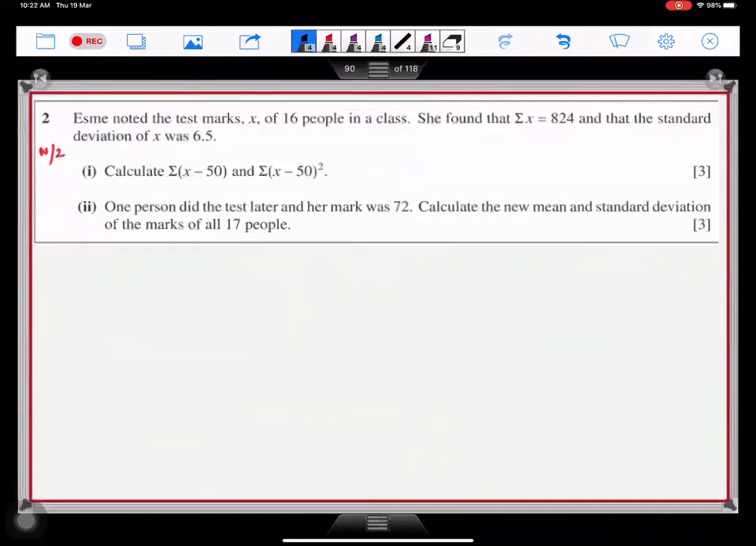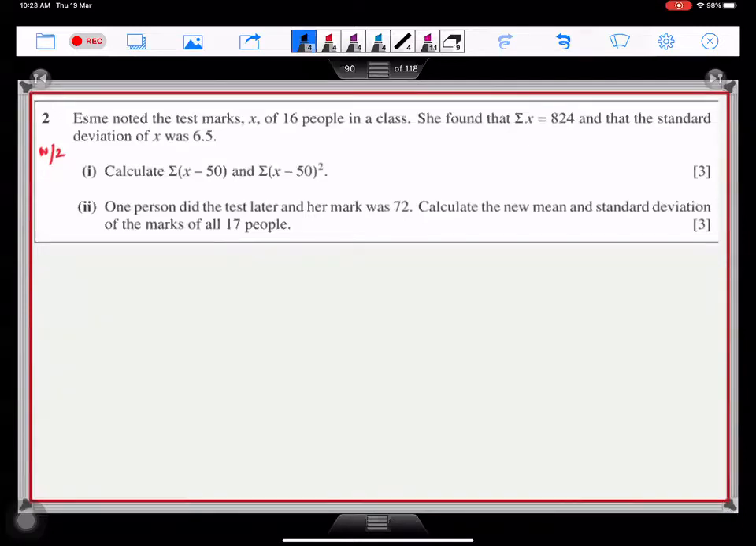Let's read the question first. Asme noted the test marks X of 16 people in a class. She found that sigma X is 824 and the standard deviation of X was 6.5. Calculate sigma X minus 50, and sigma X minus 50 square.